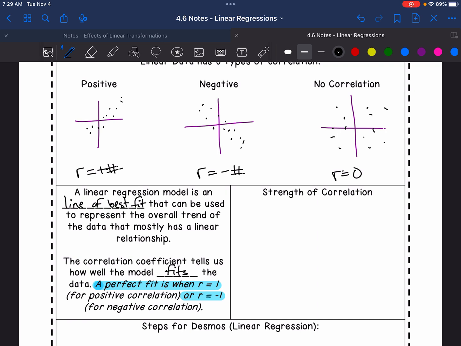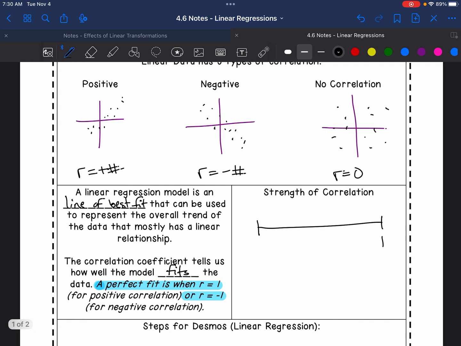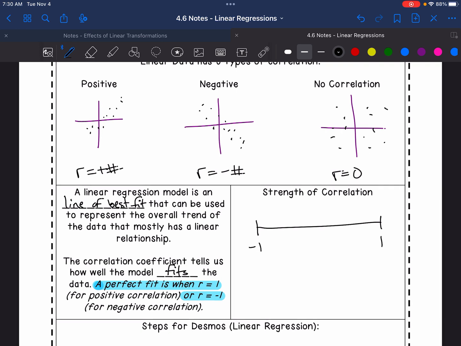So if we think about our correlation as a number line, we can't go any further than 1 or -1. Those are our perfects, okay? So -1 is a perfect negative, and +1 is a perfect positive fit. Okay, so what this means on a graph is if I had my scatter plot, the line I drew was able to go through every single point, whether my points were heading up or heading down. All right, that's what it means by a perfect fit. It went through every point.